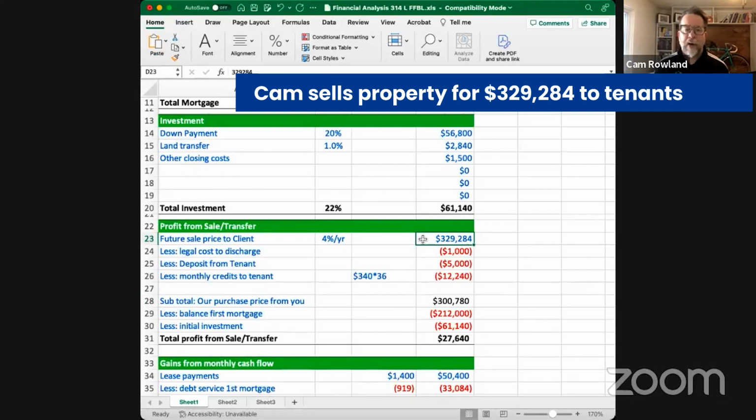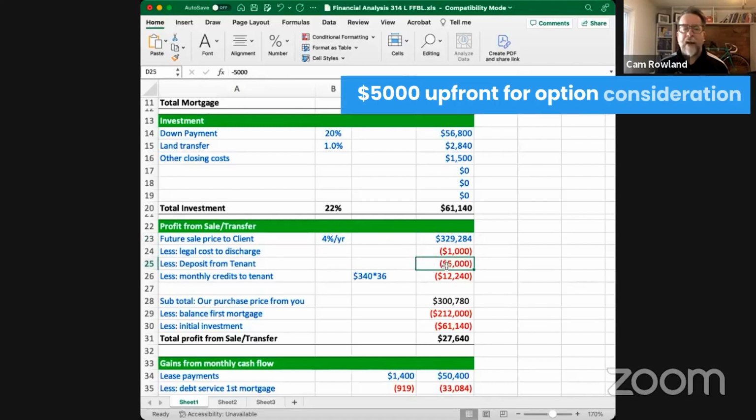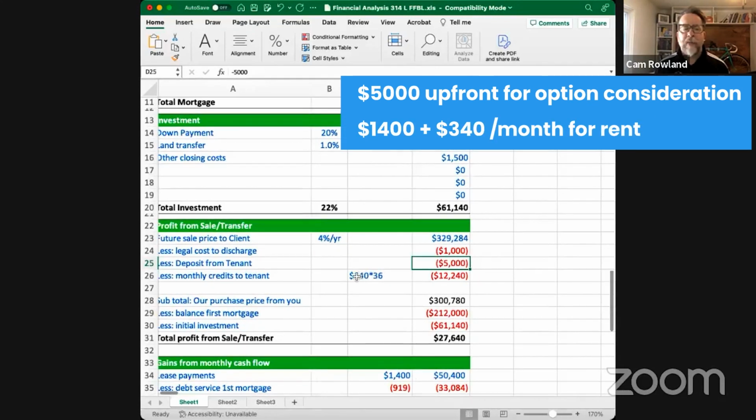And that's what happened. So the tenant buyers put up $5,000 up front as their option consideration. And then each month on top of the $1,400 rent, they paid an additional $340 a month. And I credited all $340 back to them. So after 36 months, they've got $340 times 36 plus the $5,000.